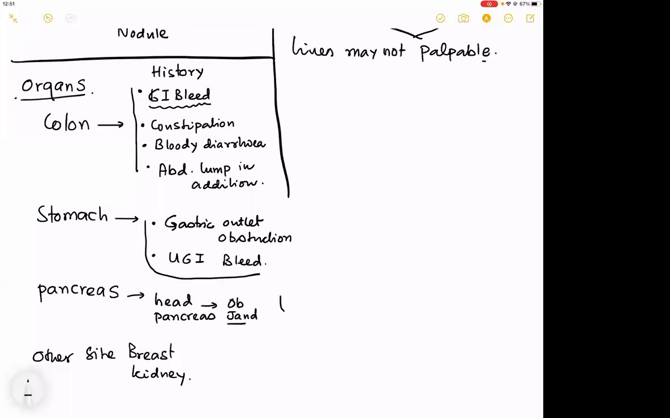If it is something to do with the body and tail, then pain abdomen. These are those tumors that start with pain abdomen and then they metastasize to the liver. Patient has no other problems. And please don't say diabetes occurs. Diabetes does not occur. Okay, so this is all about what you are required to know.